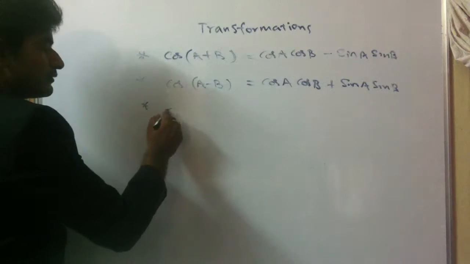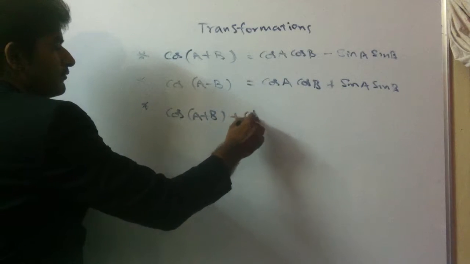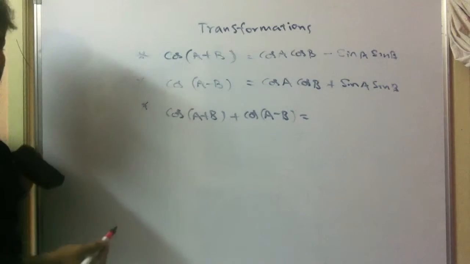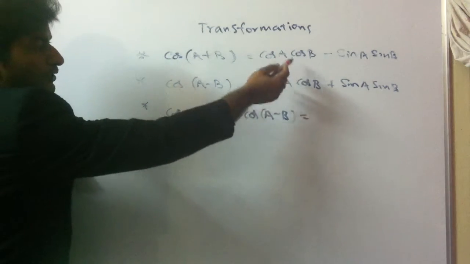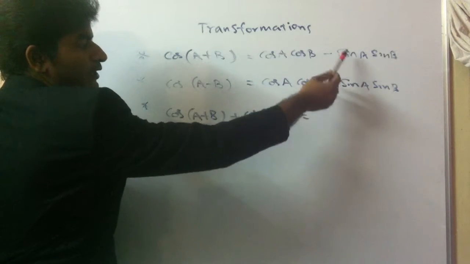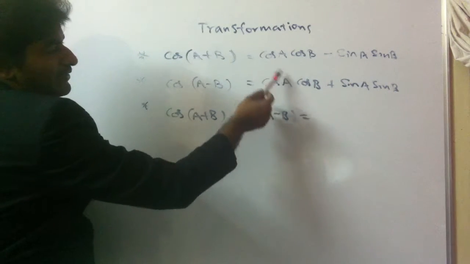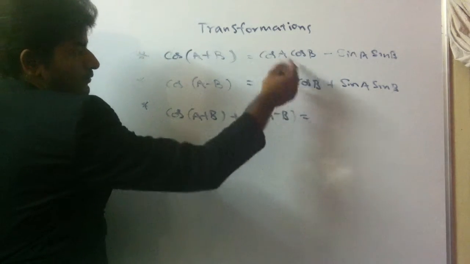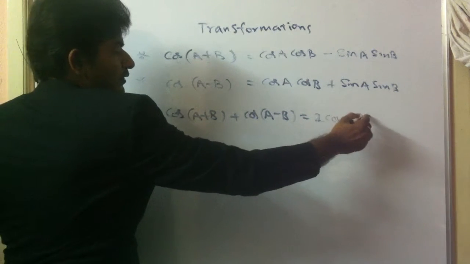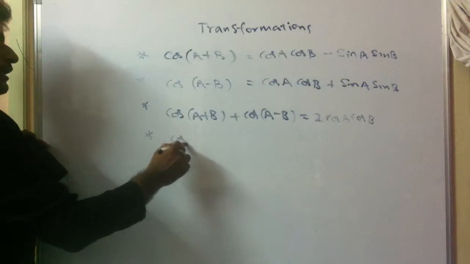Let us start with addition. Cos of a plus b plus cos of a minus b, adding these two quantities together. Here it is a negative quantity and a positive quantity of the same term, so they cancel. What is left is 2 cos a cos b. So adding, we have 2 cos a cos b. Okay.